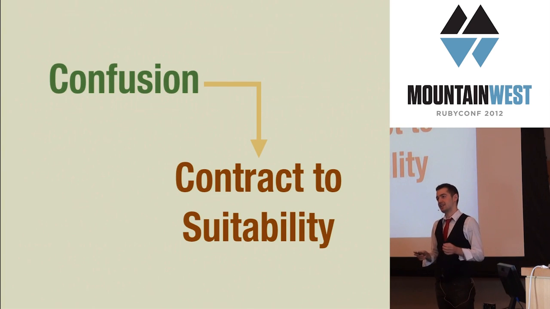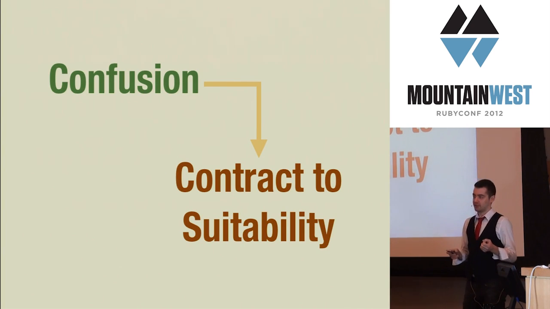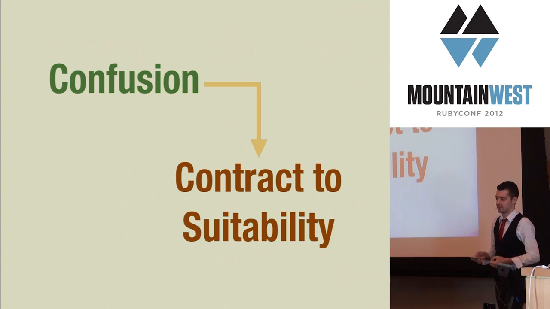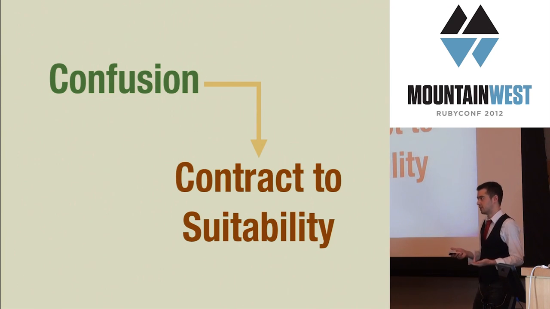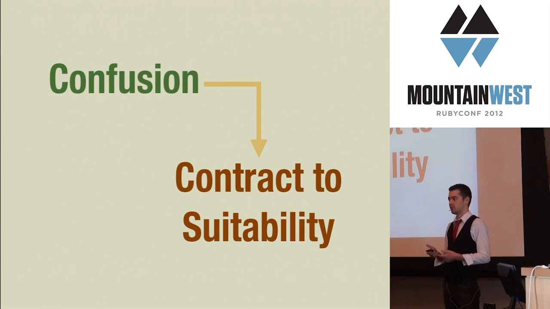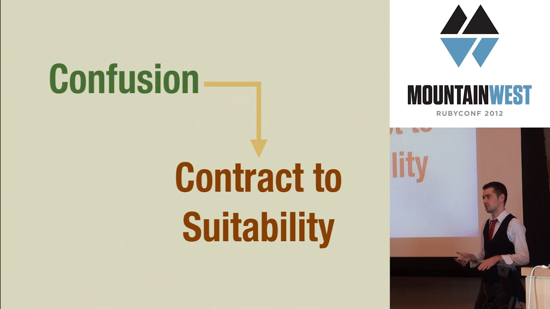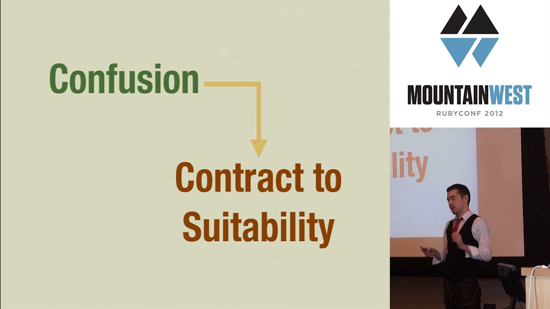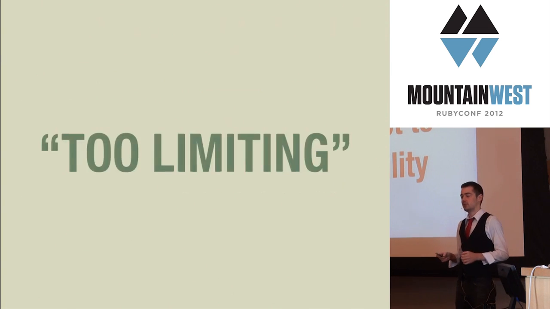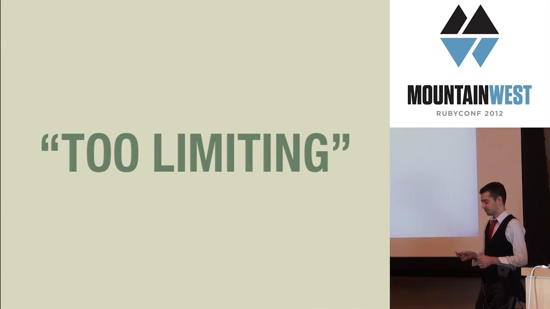Now, on the other hand, I think that confusion motivates contractions into more suitable systems, like C++ to Java. And you can see this in structured programming. Arbitrary gotos are extremely confusing. So you restrict yourself to control constructs like if and while, and it's more understandable. Same thing with the relational model. You add some structure, some rigidity, and things are more understandable. The reaction here from the people using the older thing is always that it's too limiting.